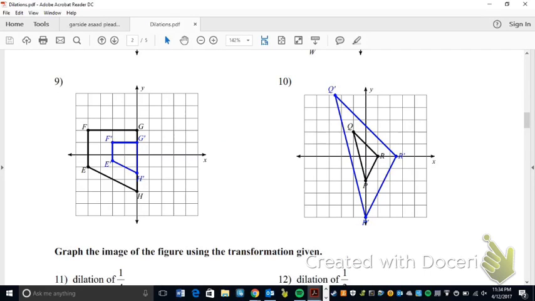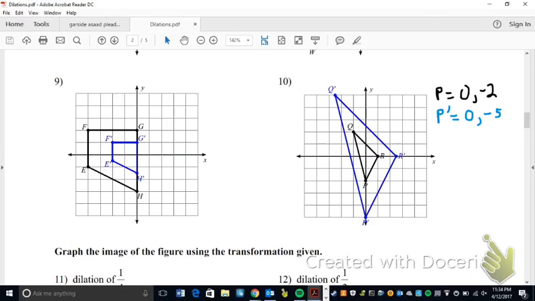So for my enlargement, I'm going to look at number 10. Okay, so number 10, I'm going from QRP to Q prime, R prime, P prime. Now, as we can see, the image is larger than the pre-image, which means that it is an enlargement, which means that my scale factor should be greater than 1. So I'm just going to look at P here. Because R and Q both have halves in there. P has 2 whole numbers, and so it just makes life easier to divide by whole numbers rather than by fractions. So P is (0, -2), and P prime is (0, -5).